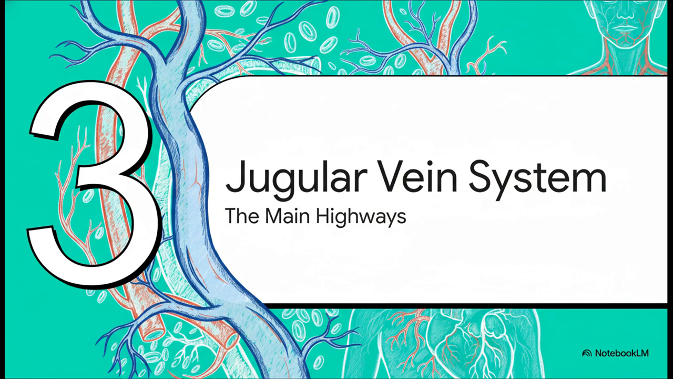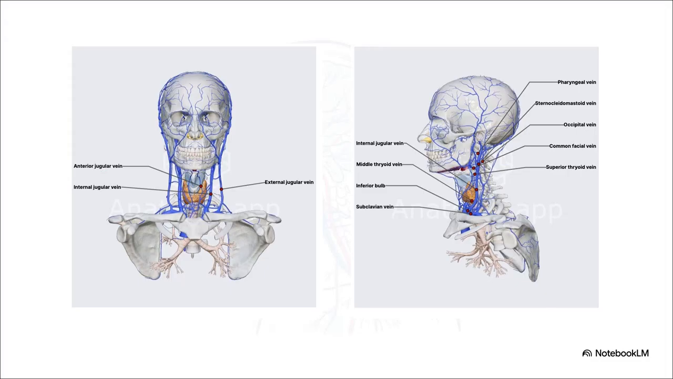Let's keep making our way downward. All that blood from the face and those deep plexuses, it needs a major highway to get down the neck and back into the chest. When you compare the surface to the deeper structures, the first thing you'll notice are the superficial neck veins. The big standout there is the external jugular vein, which runs just deep to the skin and the platysma muscle, mainly draining the scalp and the face.